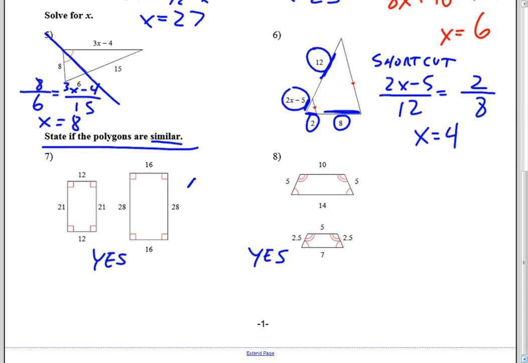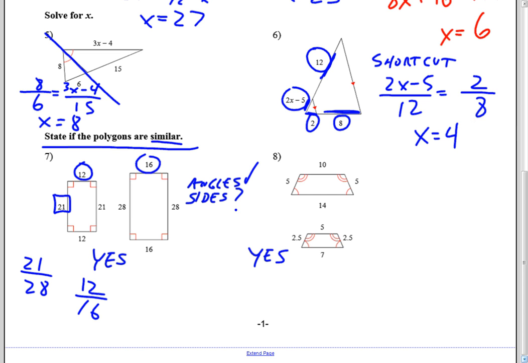Angles and sides. So I gotta know, are the angles the same? Are these angles the same as these angles? Yes. Are these angles the same as these? So that worked. Then I got to check the sides. The sides have to be proportional. They're not going to be the same numbers, but if you make fractions with corresponding pieces, they should be the same.